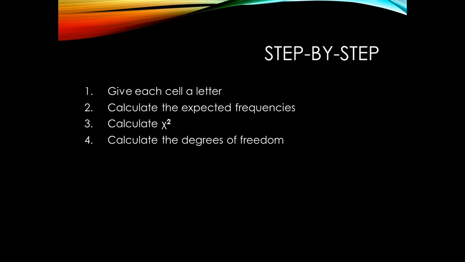Okay, step by step. So there are 4 steps we'll go through. Some of these I've broken down into different sections, but 4 main steps. So first off, we give each cell a letter, remembering that cell here just means one of the boxes on the grid. Step 2, we calculate the expected frequencies, so the average expected frequency, not what was actually scored. Then we calculate chi-square, X squared, the sum we're looking towards, and then we calculate the degrees of freedom.